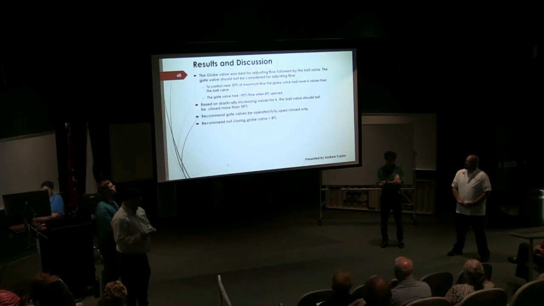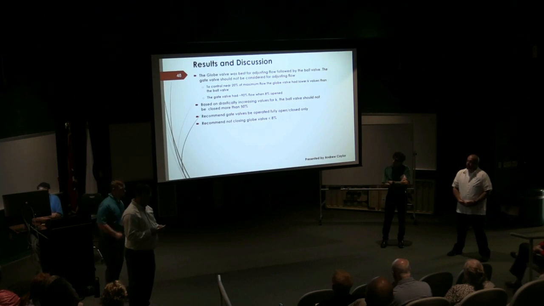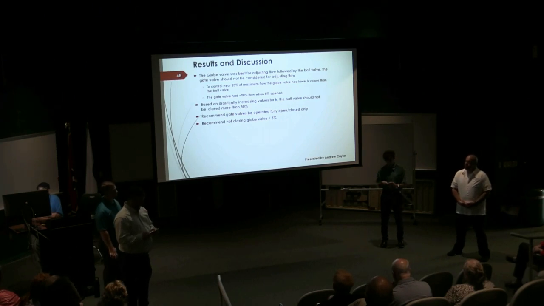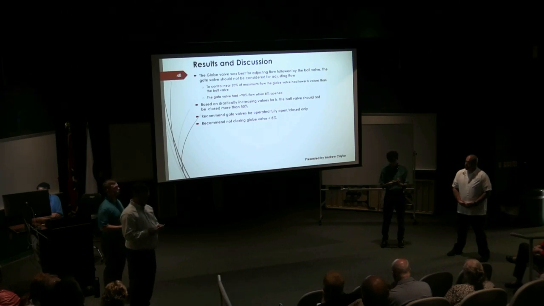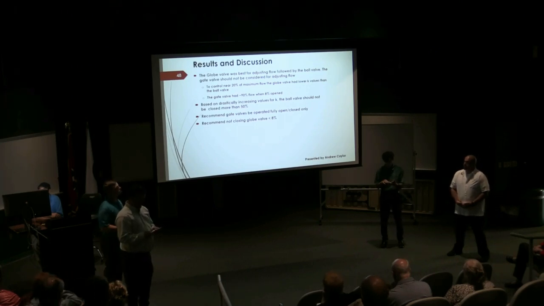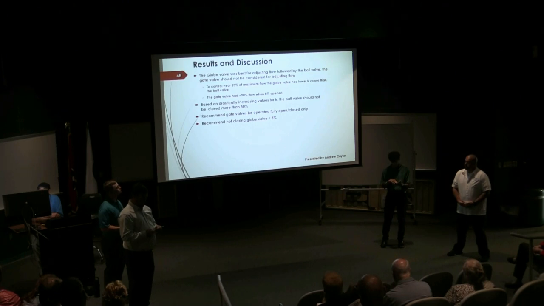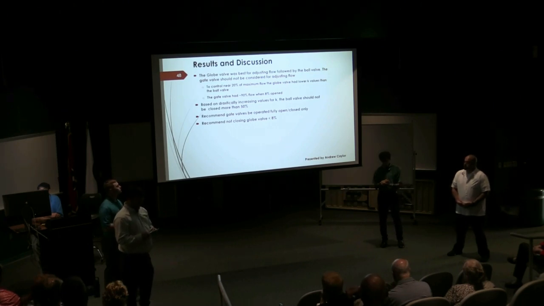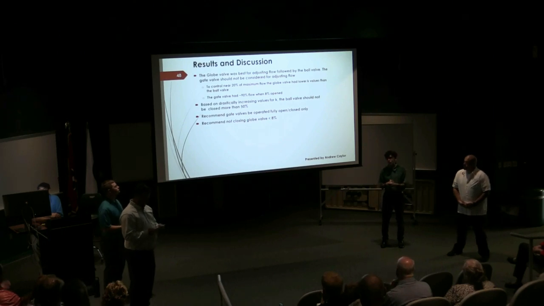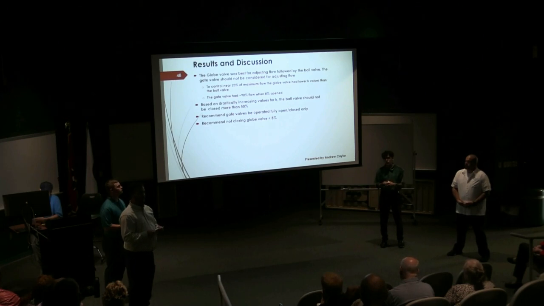Here's a summary of our results. The best valve for adjusting flow is the globe, then the ball. Gate valves are really bad for throttling. Ball valves should not be closed more than 50% to avoid high friction loss. Globe valves shouldn't be closed less than 8% due to the rising friction and inefficient operation.